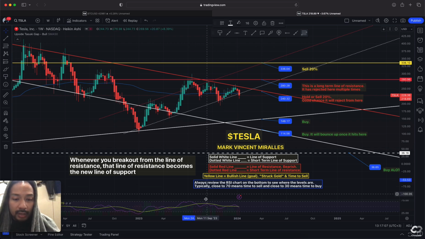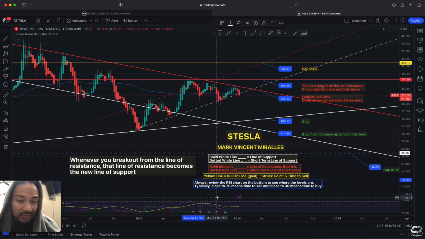And then down here we've got our RSI chart, so always review the RSI chart on the bottom to see where the levels are. Typically 70 means it's time to sell, 30 means it's a good time to buy.